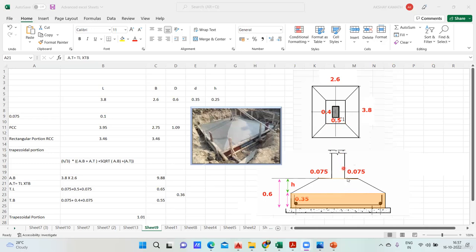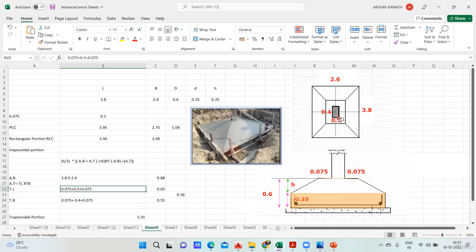This is your column. From your column outer to this part, it is 75 mm, that is 0.075, and from here to here it is 0.075. So if I add 0.075 plus 0.5 plus 0.075, am I not going to get this entire length? The same thing I've done here: the top length is 0.075 plus 0.5. From where did I get this 0.5? This portion.